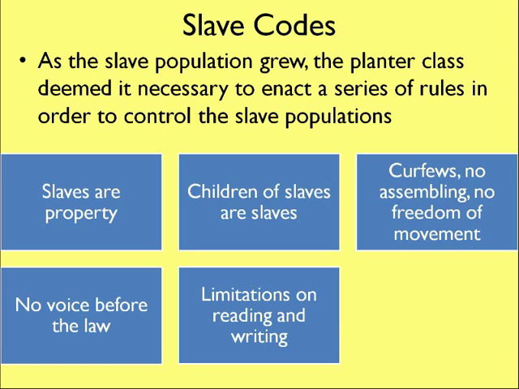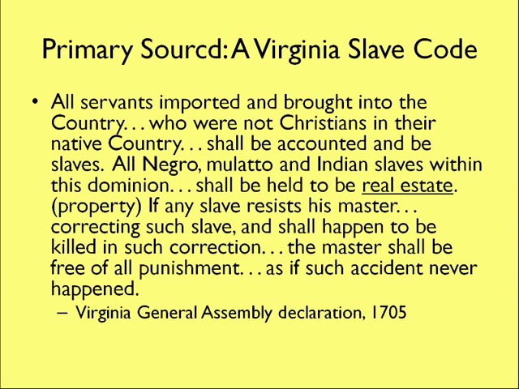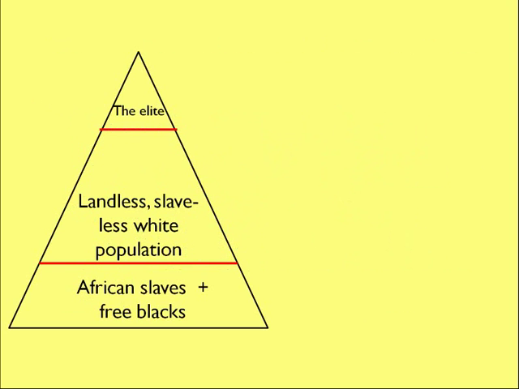They were often discouraged to read and write, because if they can read and write, they maybe can communicate over long distances and organize. And it was permissible to beat, and killing a slave will not be punished. Here's one here. You may wish to pause and read over this slave code.